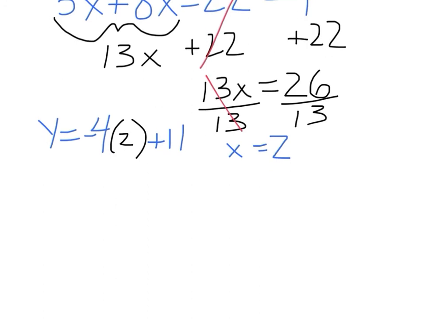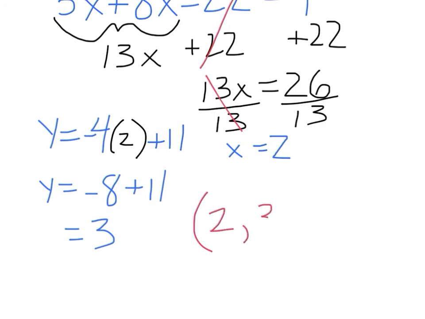And what do we get? y equals minus 4 times 2, minus 8, plus 11. 11 minus 8 is what? 3. So therefore, we have x equals 2, y equals 3. We write that as an ordered pair as (2, 3). And that's it. We good.